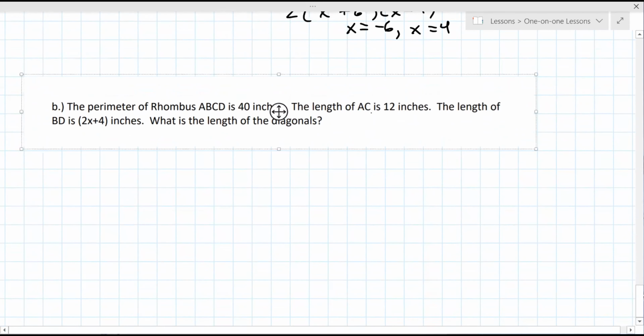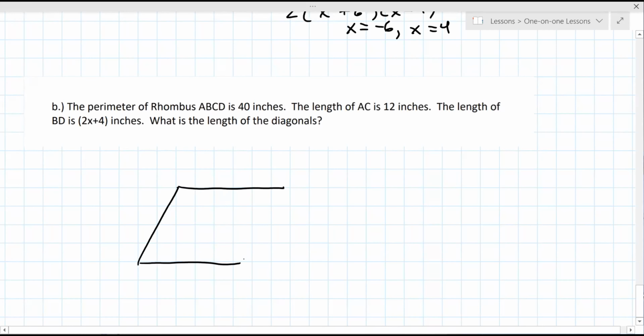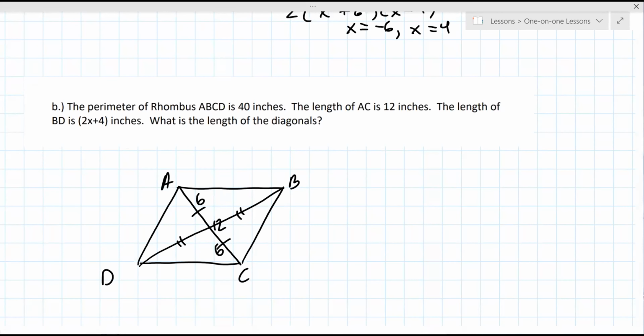So the length of AC is 12 inches. BD. Okay. Should we just redraw it? Yep. Okay. A, B, C, D. Looks like this isn't a deformed square. It's a normal square. Yep, 12, and BD is 2x plus 4. So the thing is they bisect each other. So this is 6 and this is 6. And then these are the same here as well. So that means this is x plus 2 and this is x plus 2, because those add up together to give you that.